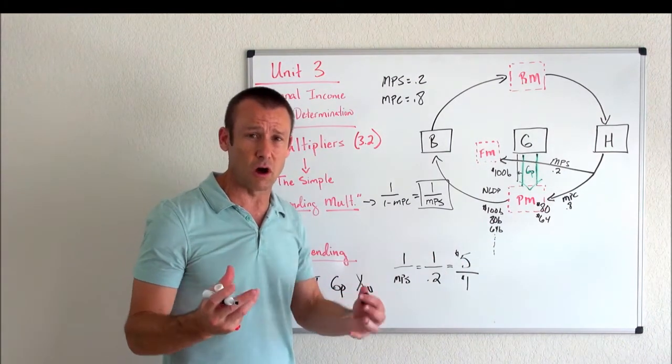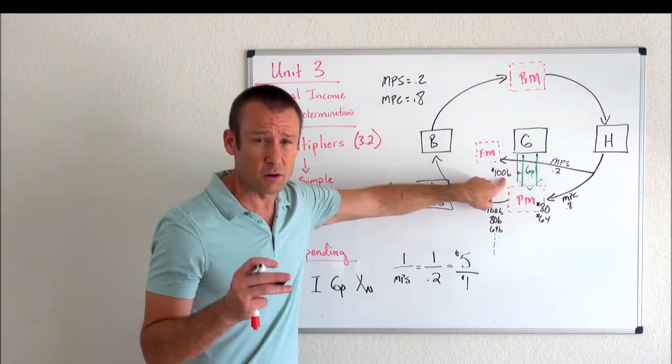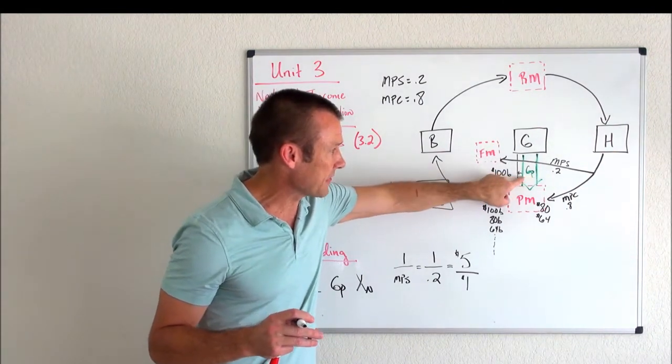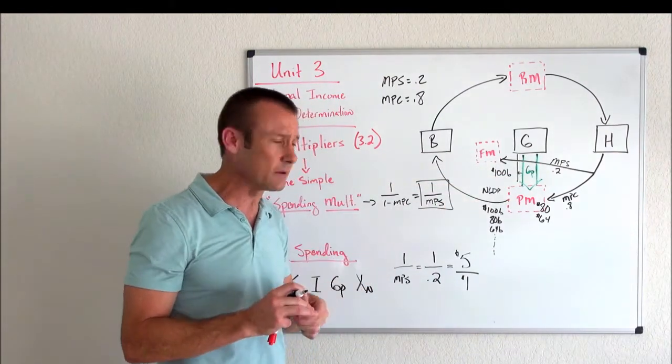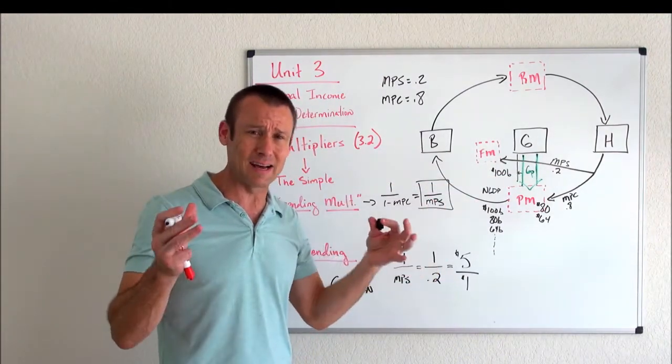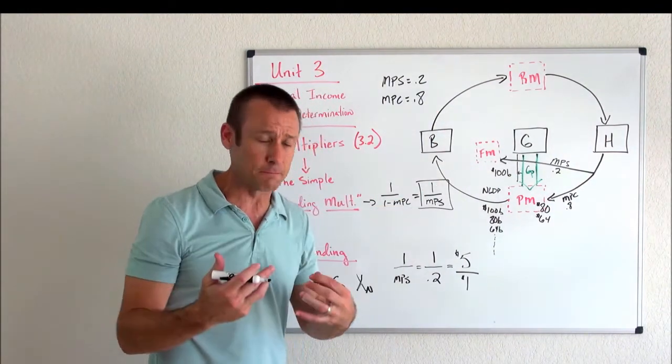So we can now solve the problem, all right? What was the problem? We had an initial change of $100 billion in spending by the government. They increased government purchases by $100 billion. That's our initial change in spending. We want to know what's going to be the impact on the economy as a whole once we have this whole multiplication process take place.